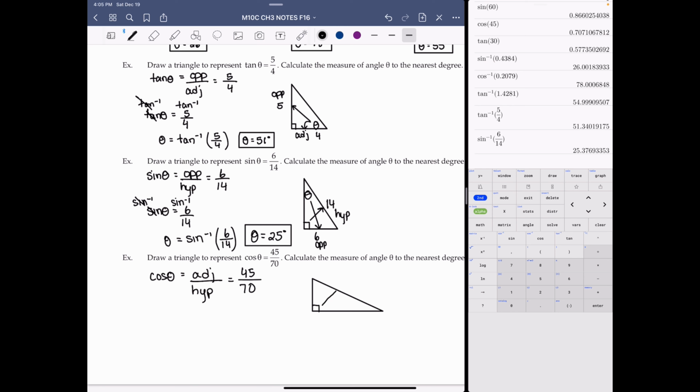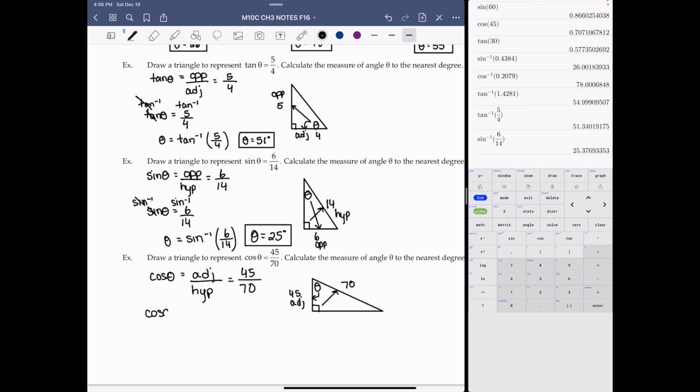Hypotenuse side is across from the right angle. That would be 70. The side that looks like it's significantly smaller than 70 is here. So that would mean that has to be my adjacent side, which means I would have to put my angle here so that that is the adjacent side from angle theta. Then I want to solve for the angle.